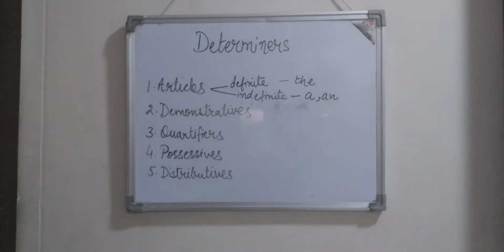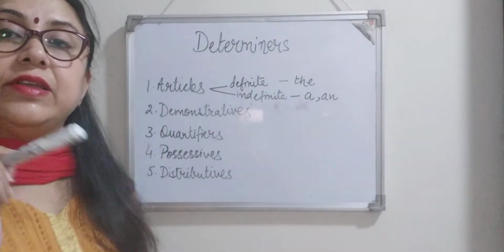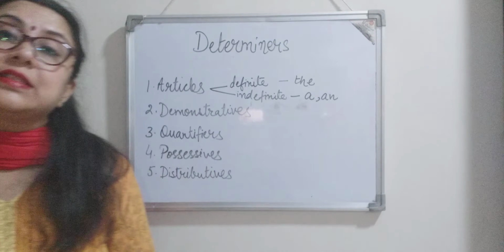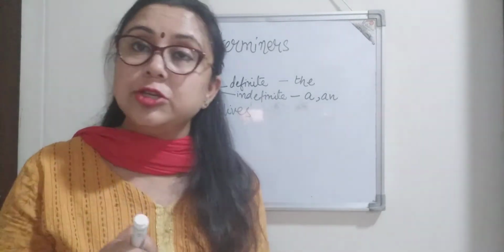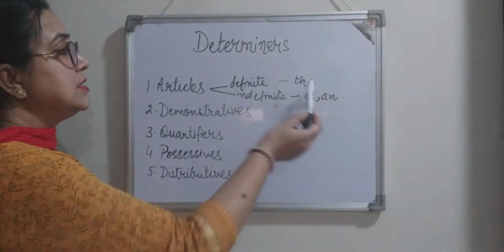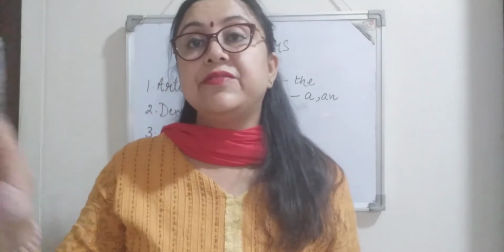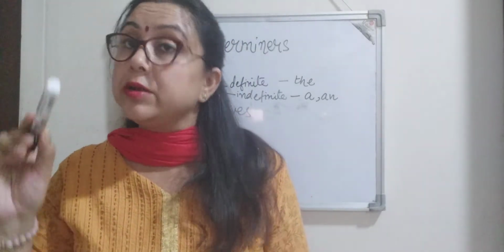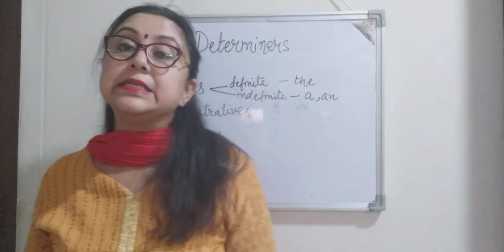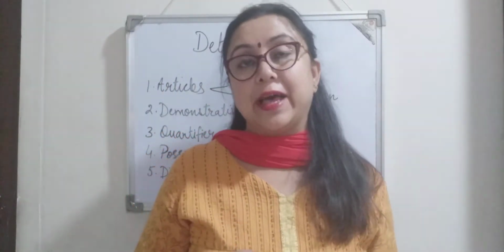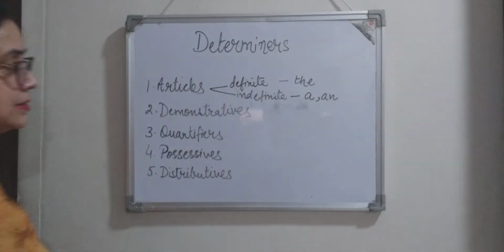So we use the when we talk about something specific, when we point out a specific thing, a particular thing. There we use the. For example, if I say switch on the fan, so you will switch on a particular fan, isn't it? In this sentence, I am talking about a particular fan, right? So I'm using the definite article, the.